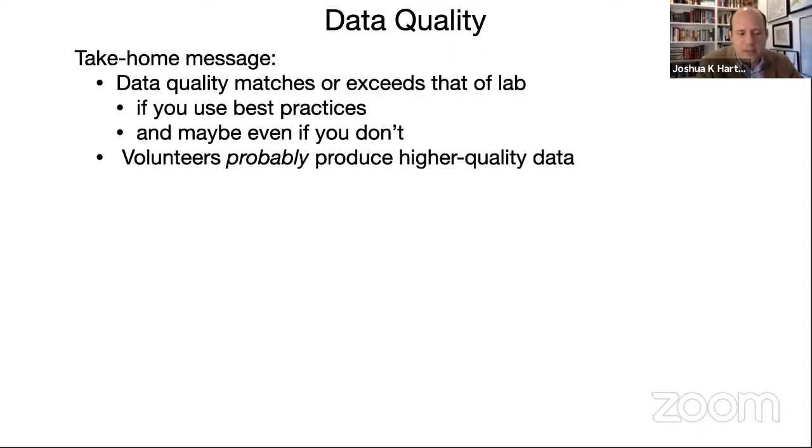But volunteer subjects tend to really produce higher quality data. They seem to be paying better attention. And if you think about it, it makes sense, right? Incentives are aligned. If you've developed your volunteer pool, they're only doing the study because they want to do the study, not because they want $5 or course credit. And if they don't want to do the study, they just quit.